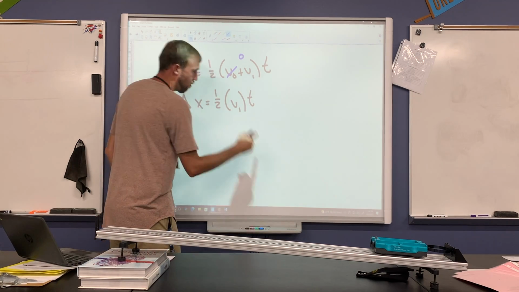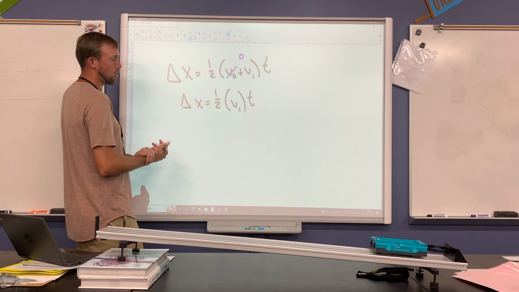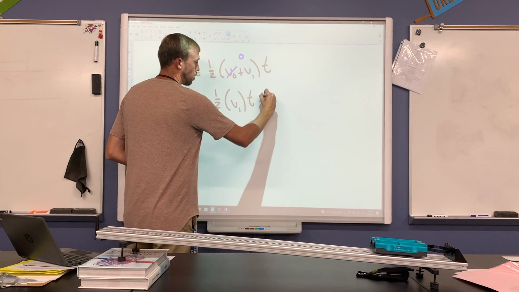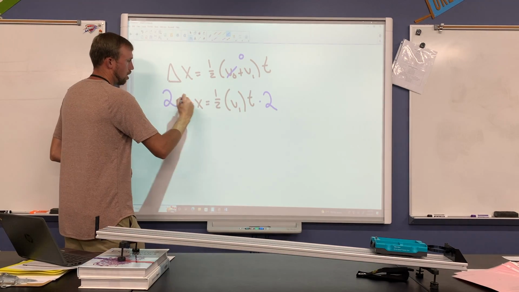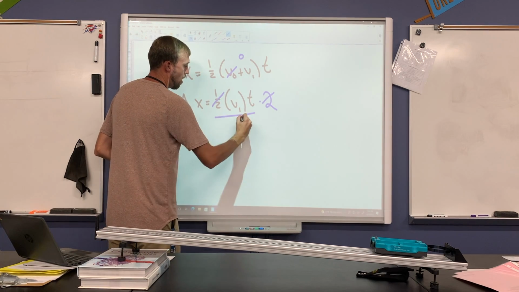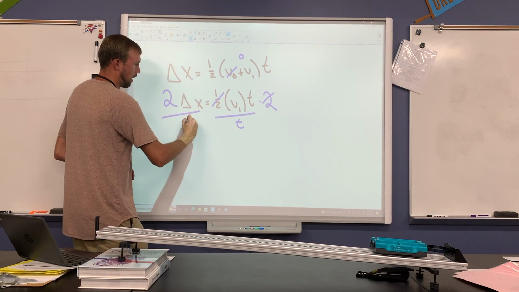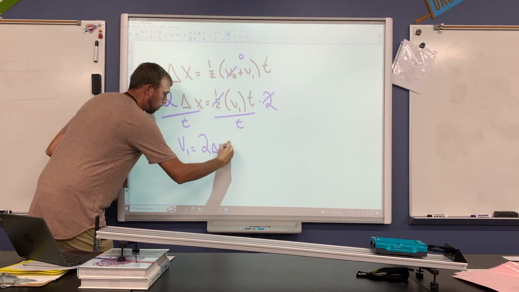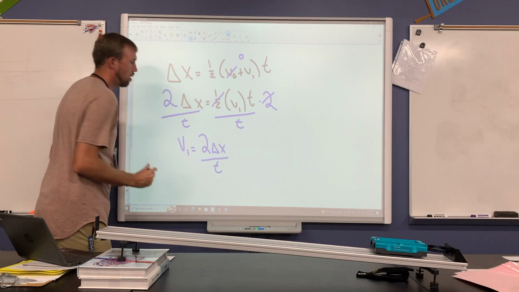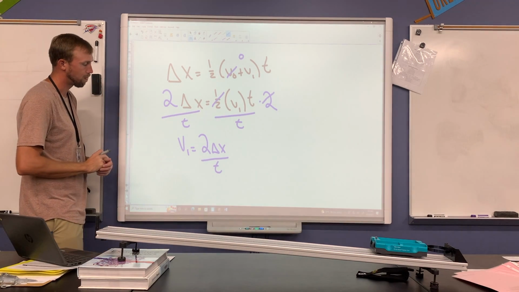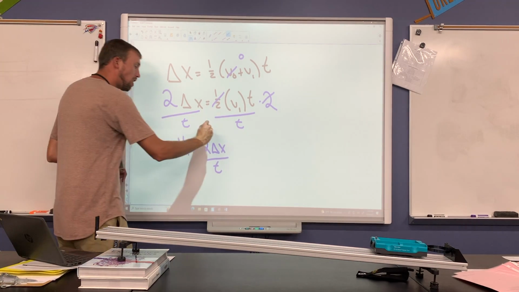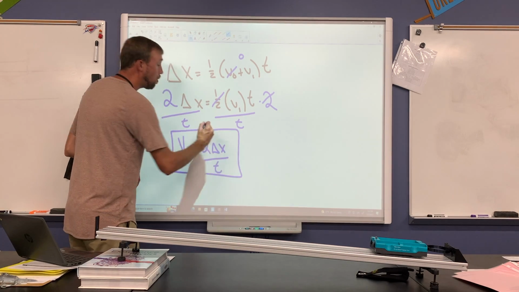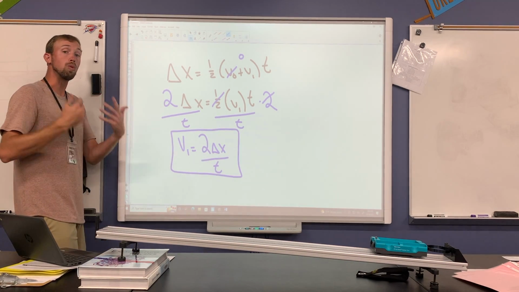So to find my final velocity, I want to get that v1 term by itself. I would actually multiply by 2 to get rid of the 1/2, and then divide by t, so I get that my final velocity is 2 multiplied by my displacement divided by t. So let's now use this equation to find v1 using student B's prediction.